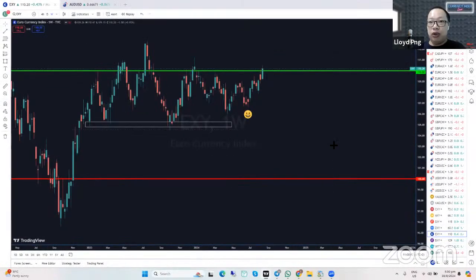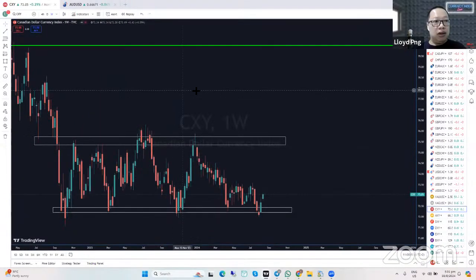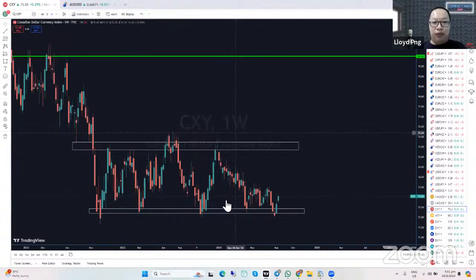Let's go through the usual first. All right, so I'm on a weekly chart on the currency index. And the first on my list will be the Canadian dollar currency index. You can see that previously the Canadian currency has been very, very predictable since 2022. December 2022, you can see that it just bounced. This is your typical range pair currency. So now it has reached the bottom.